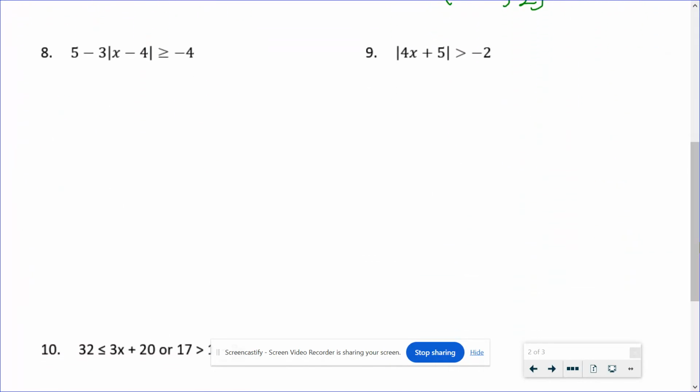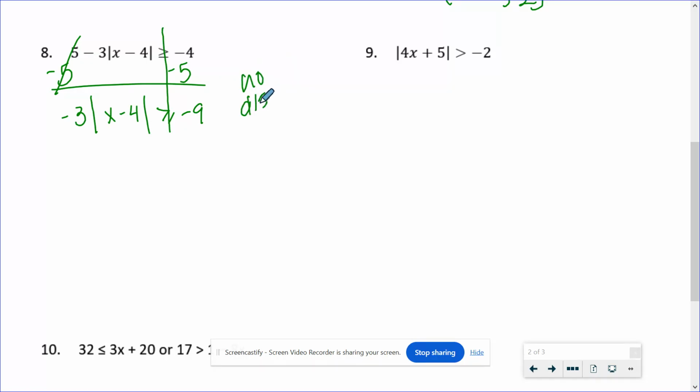And number 8 and number 9 are both absolute values. Remember what I said earlier about absolute value bars? Don't decide whether it's and or or until we get the absolute value by itself. So I am first going to subtract 5 from both sides. So negative 3 times the absolute value of x minus 4 is greater than or equal to negative 9. This is attached by multiplication, but I am not allowed to distribute. No distributing, not inside absolute value bars.